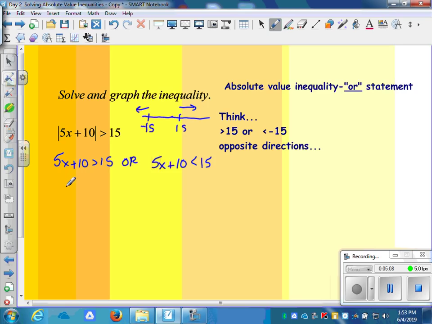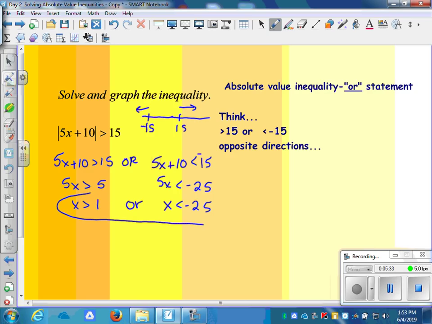So I'm going to go ahead and solve both of these. You get x greater than 1 for the first one. I have my negative onto this side. Divide both sides by 5 and you get x less than negative 25. So these are my two solutions, x greater than 1 or x less than negative 25. And that's how you write your solution as well. So graphically, I'm going to go ahead and put the two end values, 1 and negative 25.